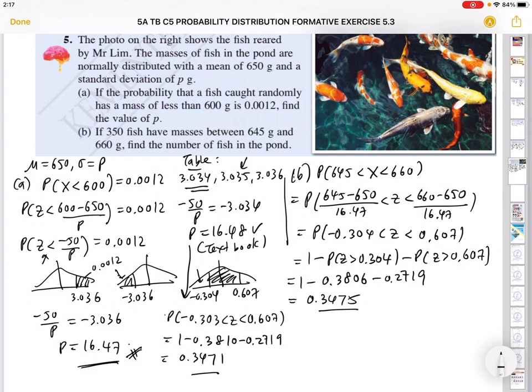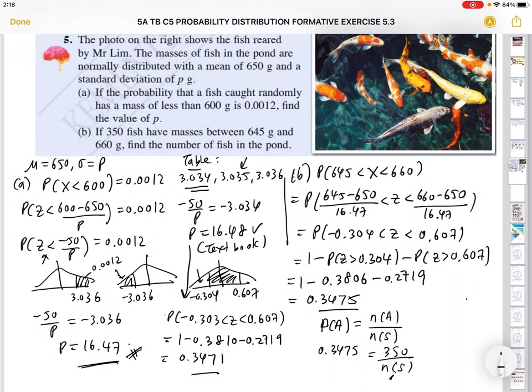The number of fish in the pond is basically the total number of fish, right? So we know that in simple probability, the probability of a certain event happening, P(A), in this case let's say A represents the probability of the fish having mass between 645 and 660, is the number of fish having this mass divided by NS. NS is the size of your sample space. So if you take a probability of 0.3475, you take the number of fish in A, how many fish? 350, right? 350, you divide by your NS.